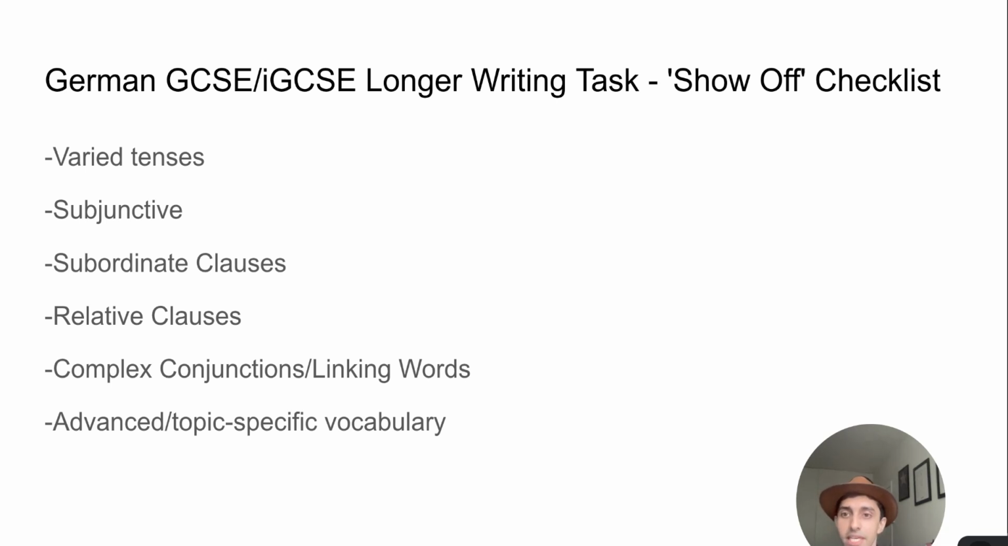The subjunctive in particular really tends to impress examiners. So if you really want to stand out and boost your grades, the subjunctive is still, even for German, arguably the most prized or impressive looking verb form.